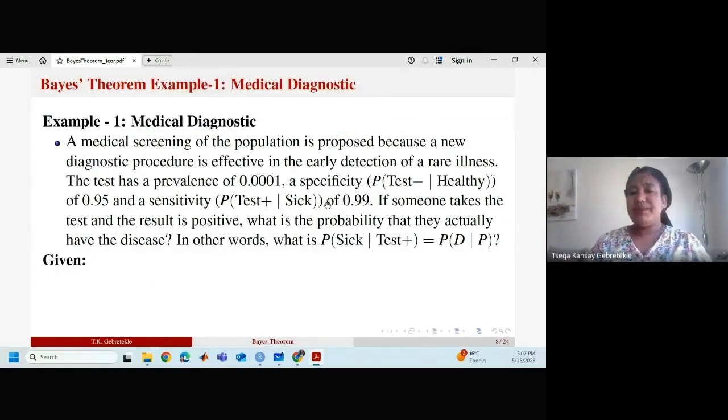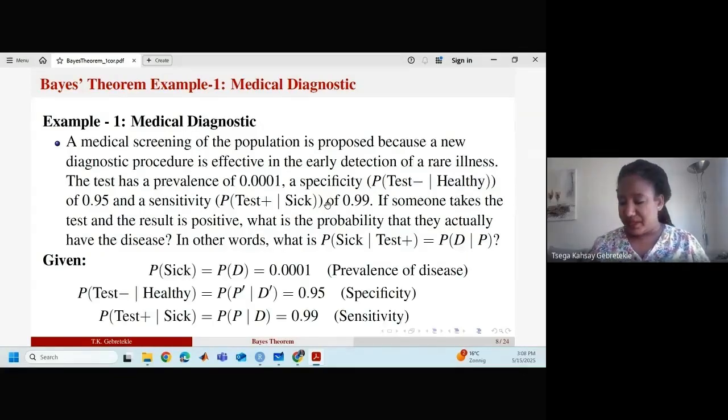Now let's do some examples. The first example is about medical diagnostics. A medical screening of the population is proposed because a new diagnostic procedure is effective in the early detection of a rare disease or illness. The test has a prevalence of 0.0001, which is the probability of D is 0.0001, and a specificity of 0.95 and a sensitivity of 0.99. If someone takes the test and the result is positive, what is the probability that they actually have the disease?